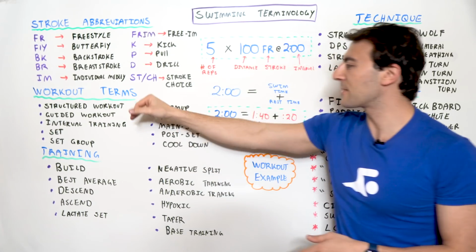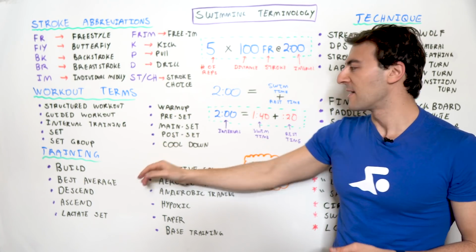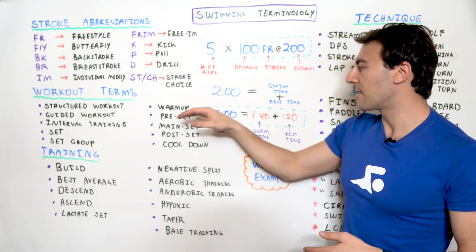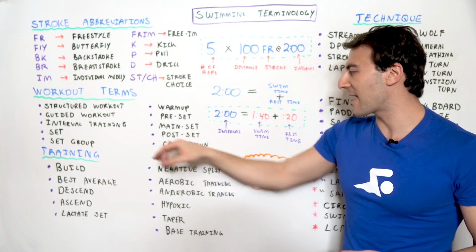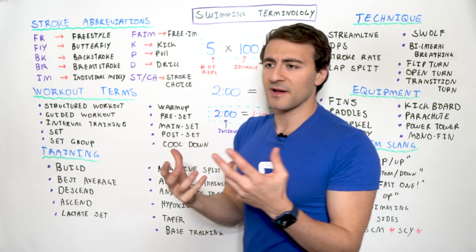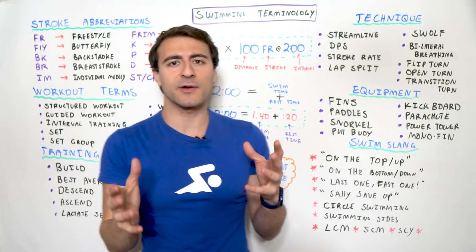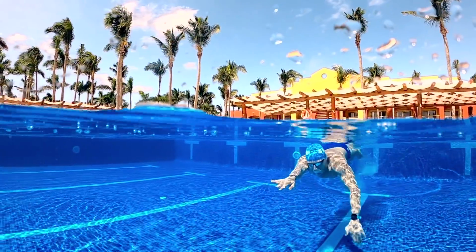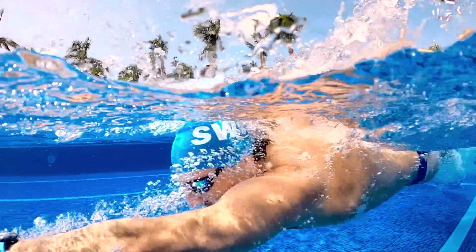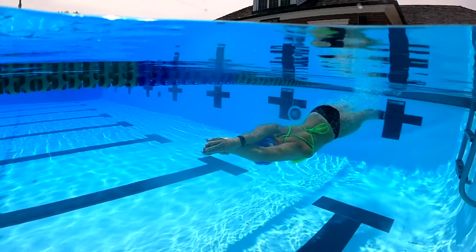Next, we have the components that make up a workout. Most workouts will have a warm-up, a preset, a main set. They may or may not have a post-main set, and then they'll have a cool down. Most workouts of any variety will have similar components. The warm-up is normally something to get your heart rate elevated and engage different muscle groups and energy systems. The preset is designed to prime you for the main set.